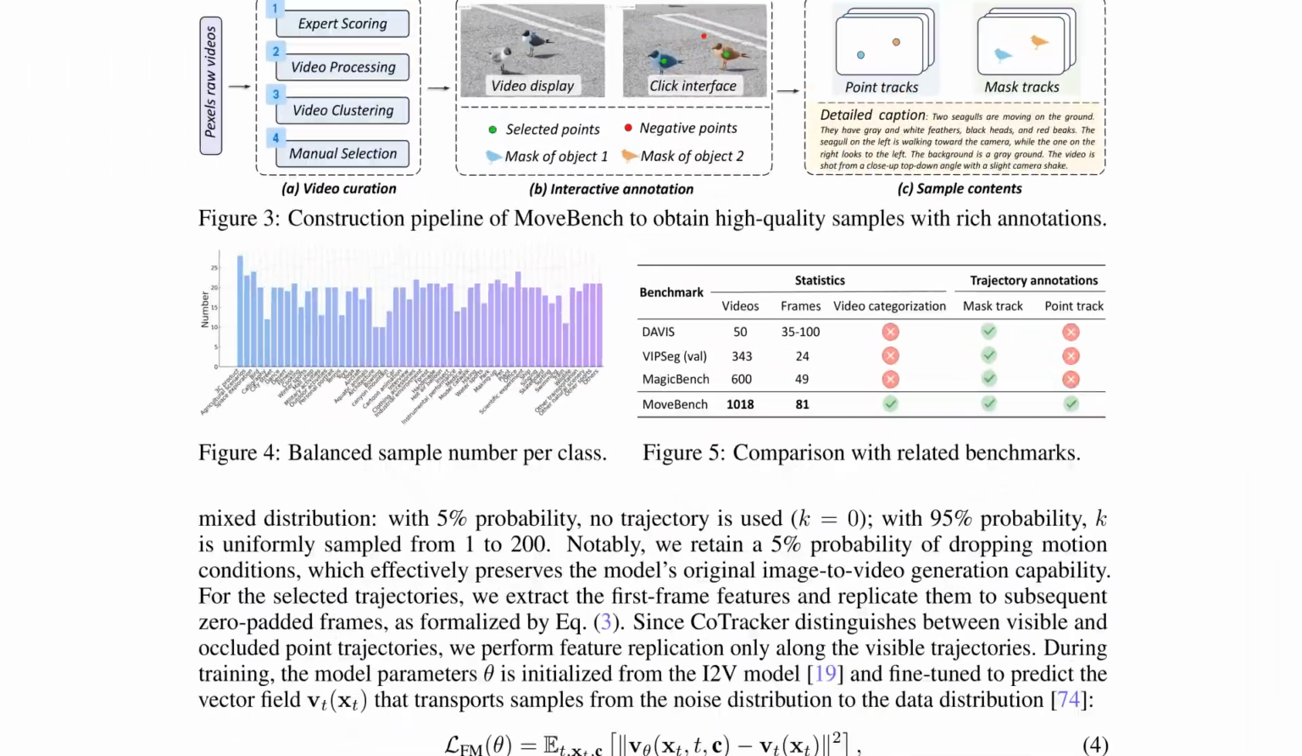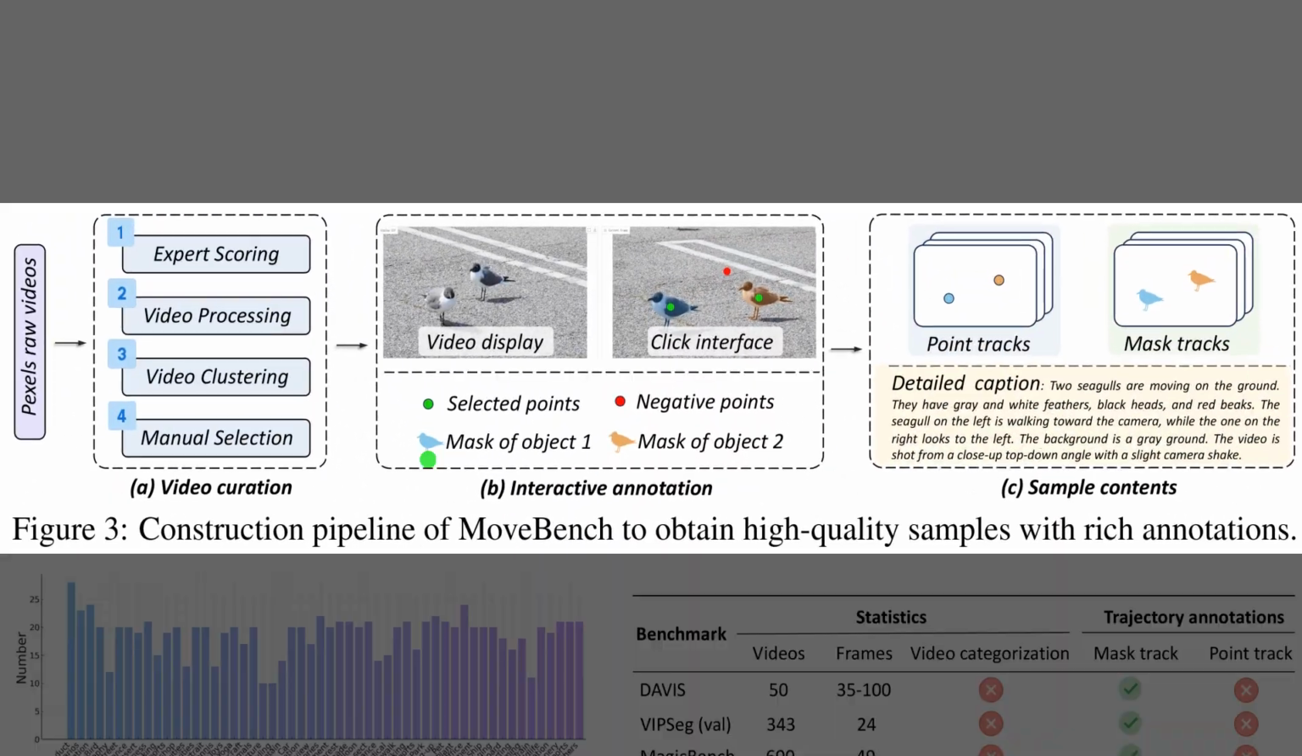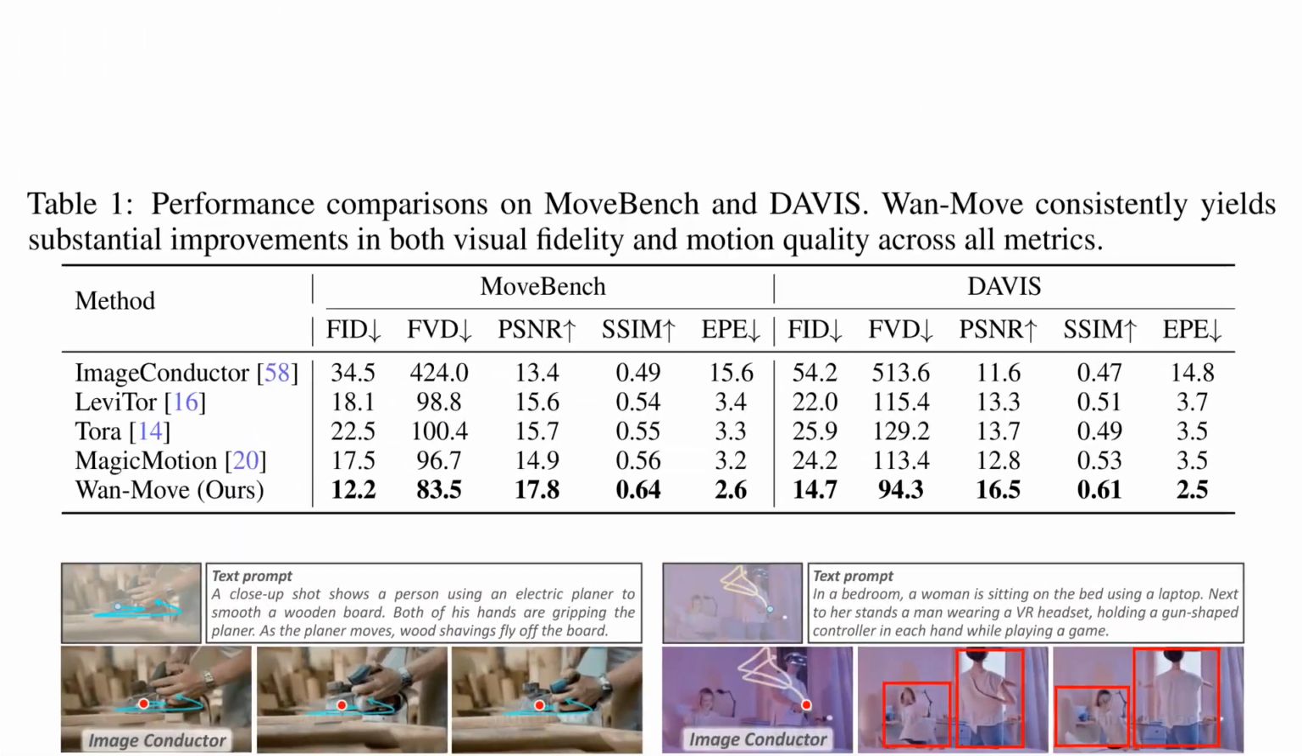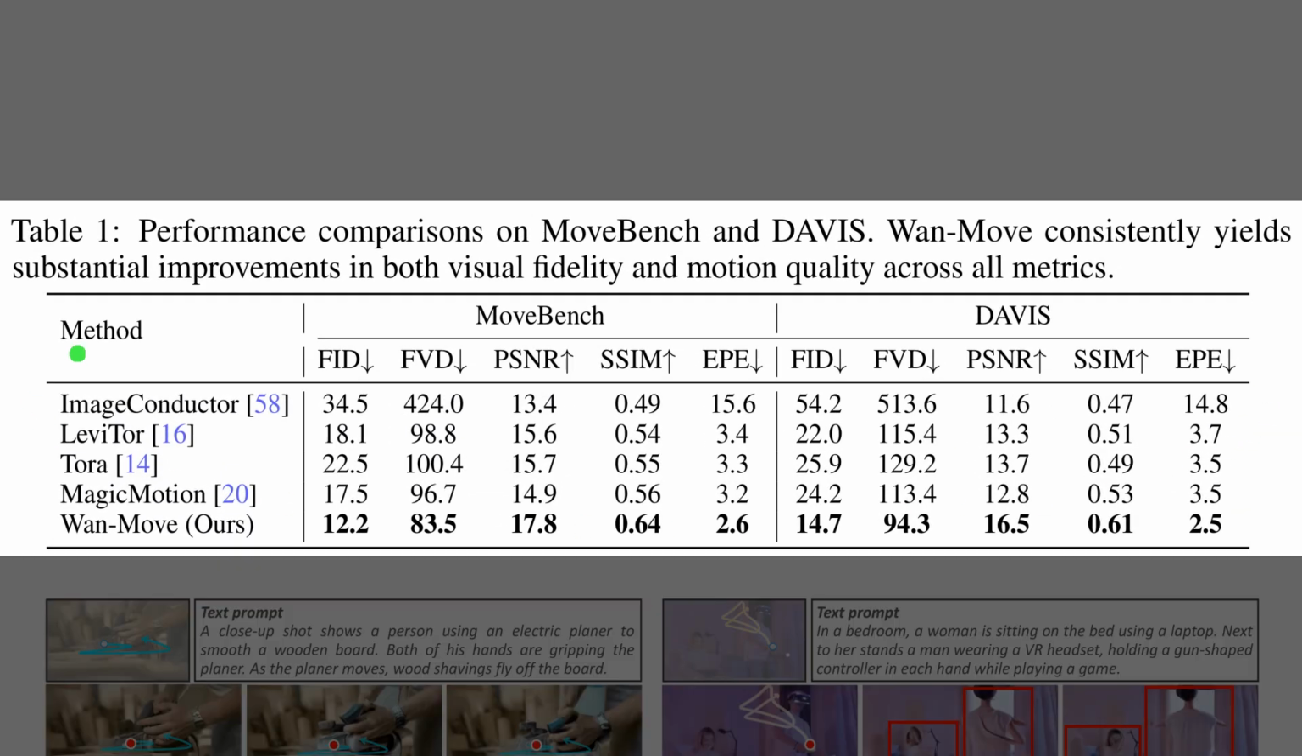Figure 3 explains how the Move Bench benchmark gets its high-quality, well-labeled videos. The left panel shows video curation, where raw clips go through expert scoring, automatic processing, clustering, and manual selection so only clean, coherent motion remains. The middle panel illustrates interactive annotation, with humans clicking positive and negative points on objects to define tracks and masks. The right panel presents the final sample contents, which bundle point tracks, object masks, and a rich natural language description of the motion.